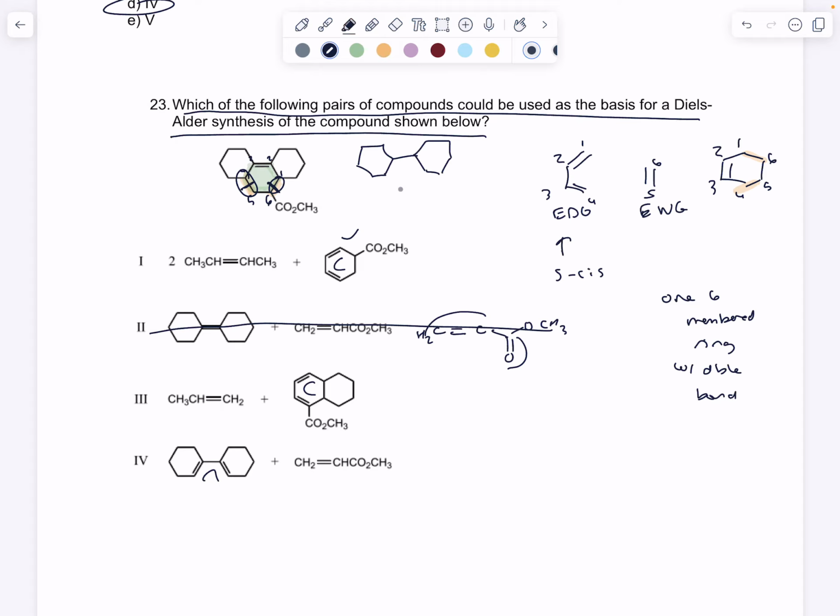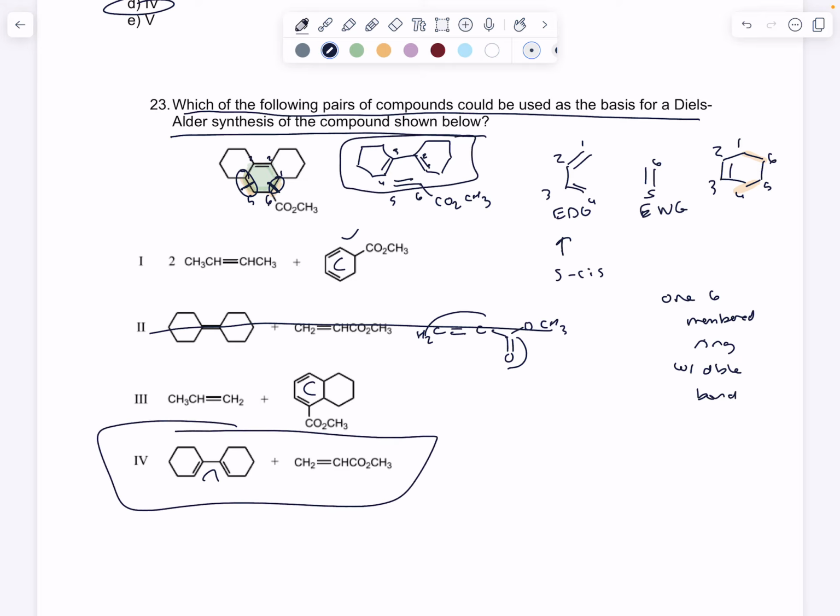So then we also have a bond right here that would be where 5 and 6 are. So 1, 2, 3, 4, 5, and 6. So we broke that bond. But also in our starting material, there's a double bond between 1 and 2, and 3 and 4, and 5 and 6. So that's sort of the thing that I'm looking for. And then we know we have the CO2CH3 off of it. So we need a structure that looks like this, and there's only one. So that gets us to answer choice D.